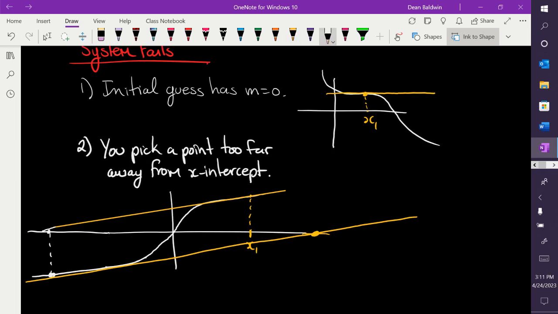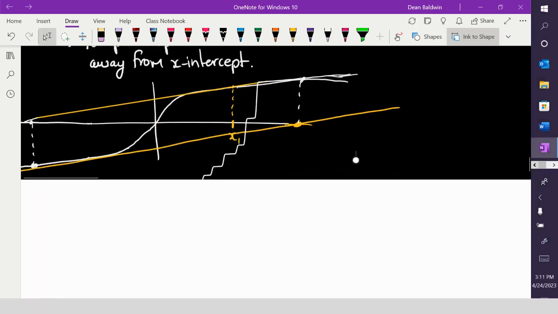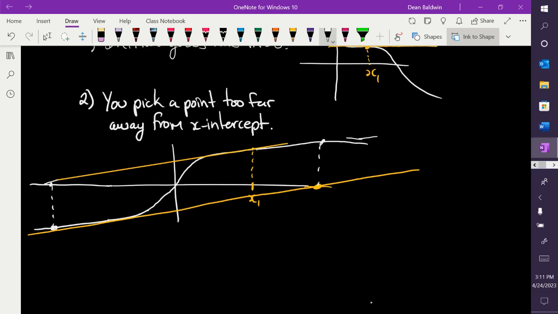But by then the graph is, I don't know, here. And then I draw a tangent line. Oh my gosh. Now it's going even farther away. So instead of getting closer to our x-intercept, we're going further and further away. Okay? So if your initial guess is too far away, it doesn't make any sense.